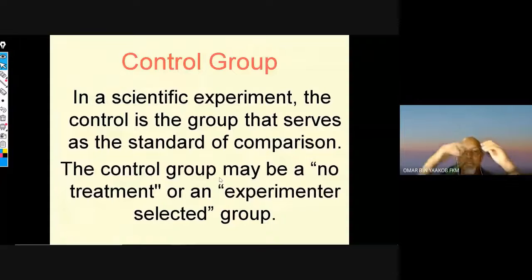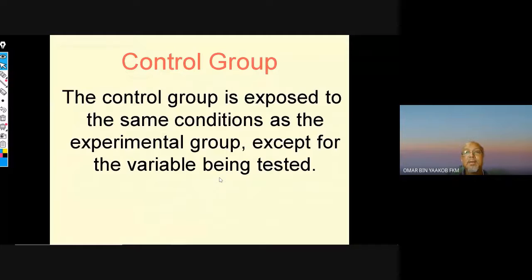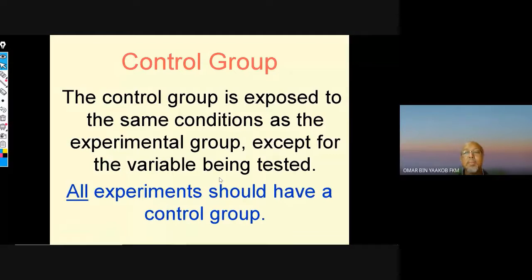So during his experiment, we need to do control. The control will be no treatment, just the standard one, which is the original grandma's. Make sure that grandma has used 50 gram as the amount of sugar. So that is the control one. Okay, no additional. So this is the control group. All experiments should have a control group.